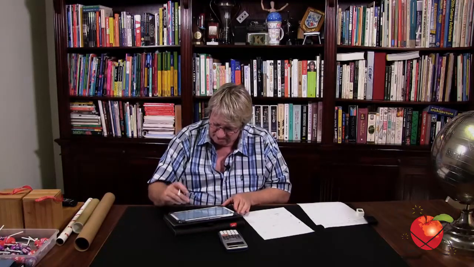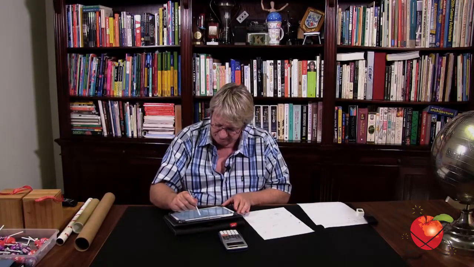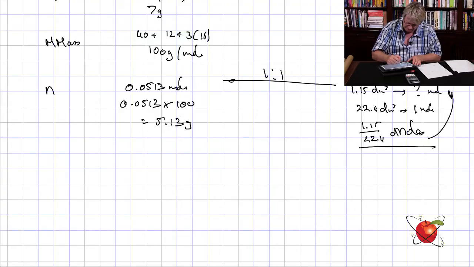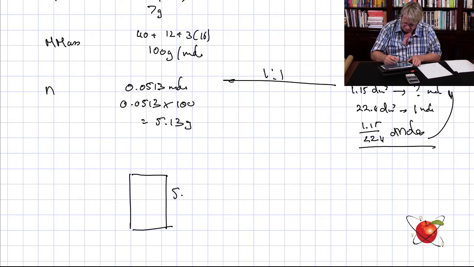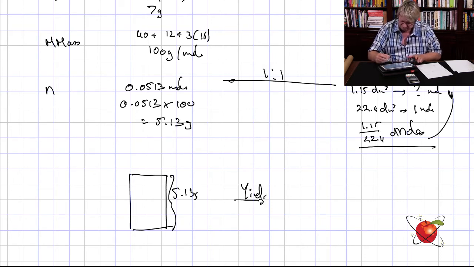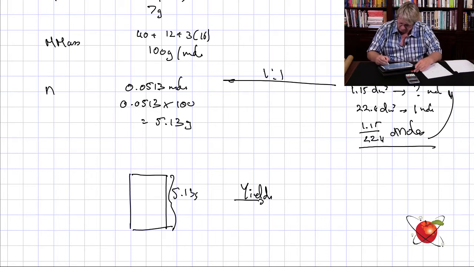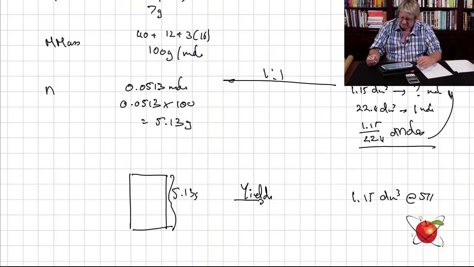Let's just take a quick look at it. All right? So this is 5.13 grams over there. That yields 1.15 decimeters cubed at STP, correct? That's what we've been told. That's what we got. When we did the decomposition, we actually ended up with this.